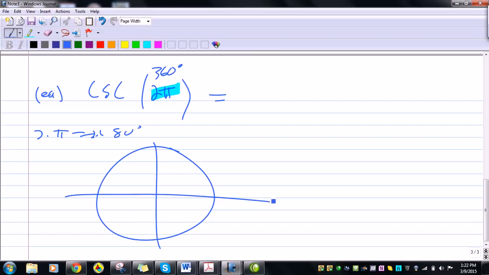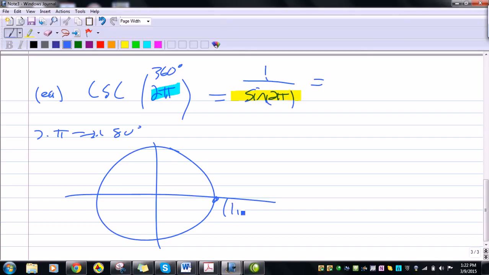Okay, now I'm going to rotate because I want the cosecant. Well, wait a minute, cosecant, we have to ask ourselves, what is it? By definition, it's 1 over the sine of that same 2 pi radians. So really what I need to do is figure out what sine of 2 pi is and put it under 1, and that will be the cosecant of 2 pi.